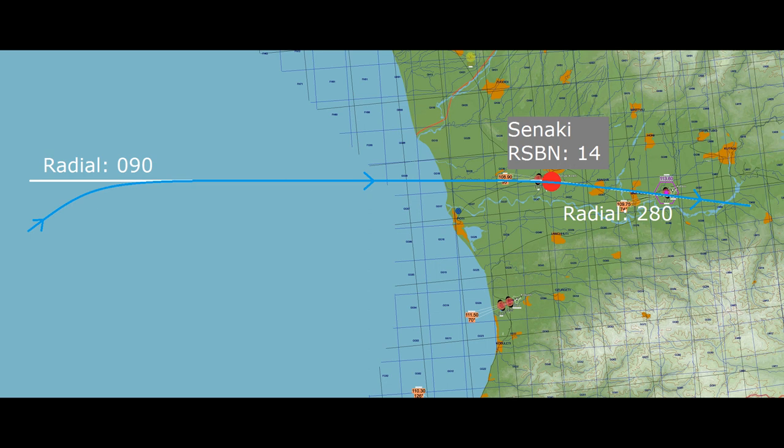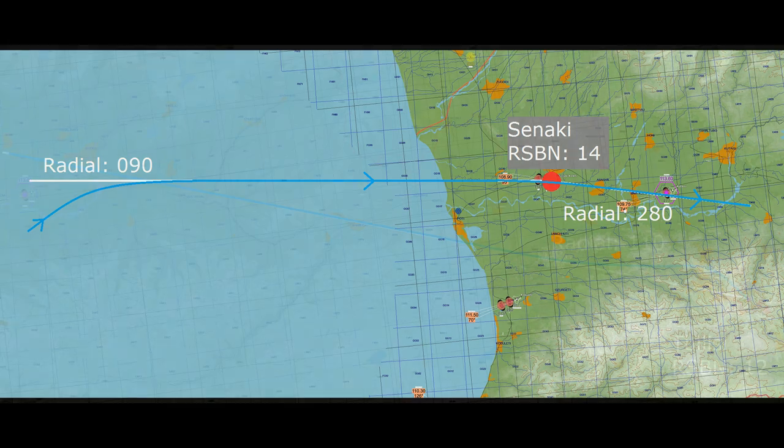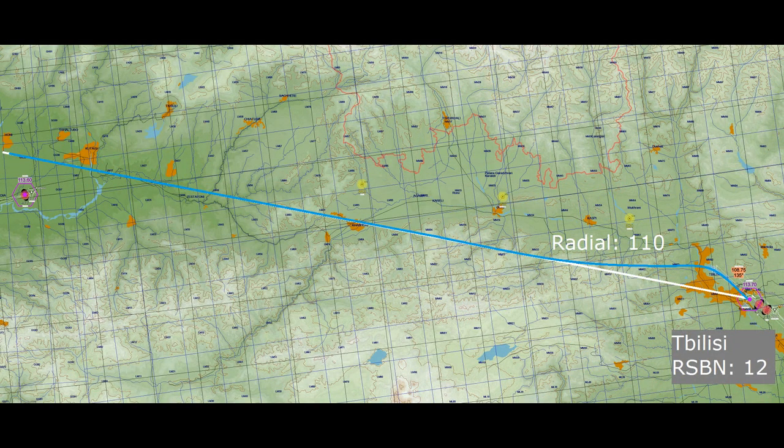And once we have overflown it, we will turn a bit to the right and we will fly away from the station on radial 280. And once about halfway towards Tipsil, we will switch over the frequency towards the next RSBN station, which will be Tipsil, and we will start to perform an approach using the RSBN approach mode. And once we get about 20 kilometers away from the airport, we will start to do an approach towards the runway using the PRMG.